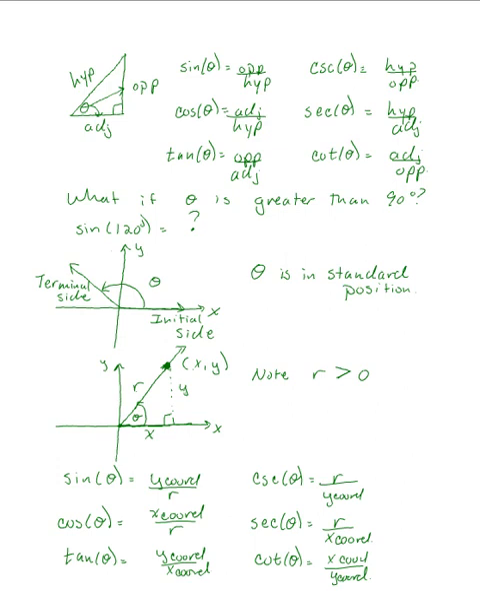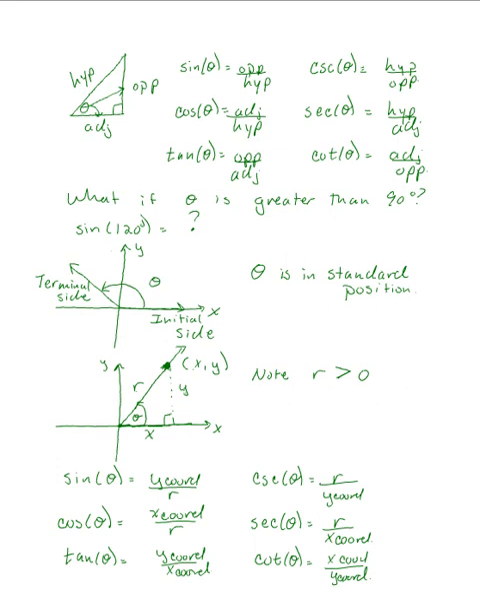Now, by making these definitions in terms of x, y, and r instead of opposite, hypotenuse, and adjacent, these coordinates can take place in the first quadrant, second, third, fourth, any of the 4 quadrants. And that's what allows us now to think of theta as something bigger than 90 degrees. So these are 6 trig definitions that we're going to use pretty much from this point on, so that it allows us to talk about trig functions of theta larger than 90 degrees.